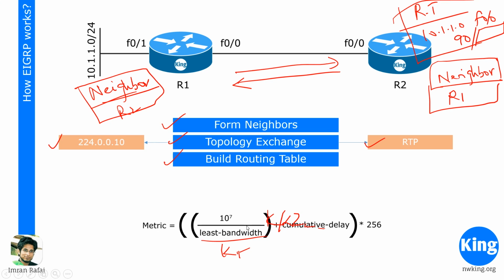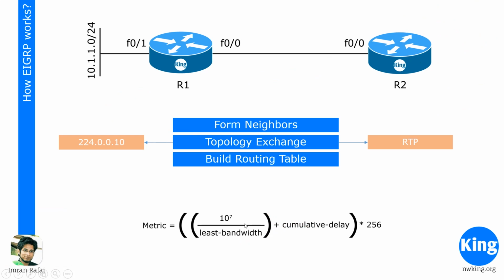So if you look at our, let me just clear this. So we reduce whatever that using the default K values. This is what we get. So we get bandwidth. Now bandwidth is nothing but 10 to the power 7 divided by whatever bandwidth that you have. We will look at in the next slide what I mean by the least bandwidth, but the formula is always 10 to the power 7 divided by least bandwidth plus cumulative delay.